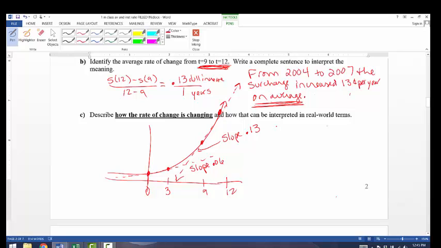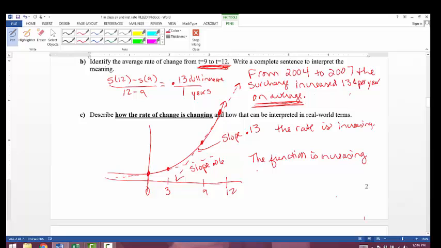So we can say that the rate, that is the slope, the rate is increasing. I could say the function is increasing at an increasing rate. And this word rate, we're thinking slope. The slope is increasing. It was 0.06, then it increased to 0.13. The rate is increasing.